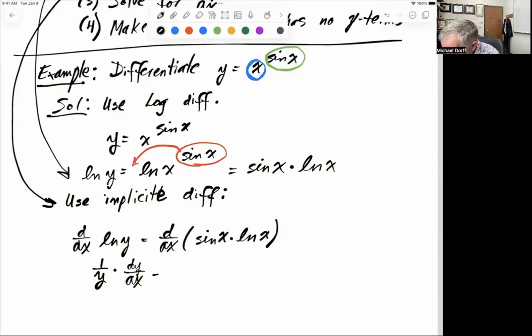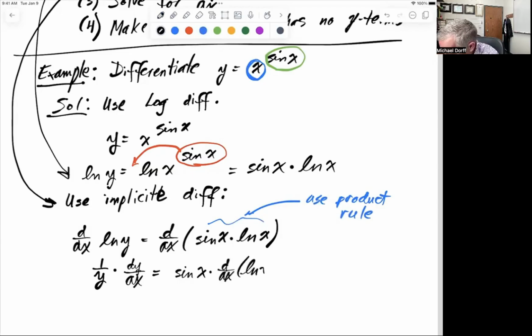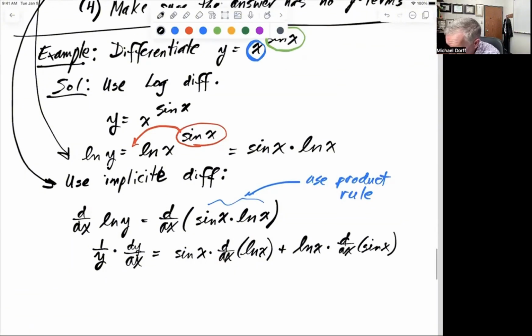All right. And on the right side, I get what? Well, I've got to use the product rule here, because it's the multiplication of 2 functions. So when I do that, I get the first times the derivative of the second plus the second times the derivative of the first.